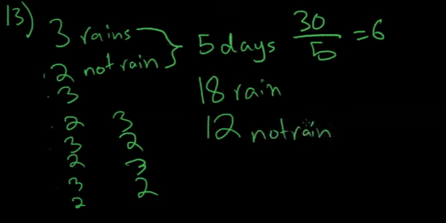And how much greater is the number of days raining than the number of days not raining? Just subtract the 12 from the 18 and you get 6. So that's the correct answer. Let's move on to number 14.